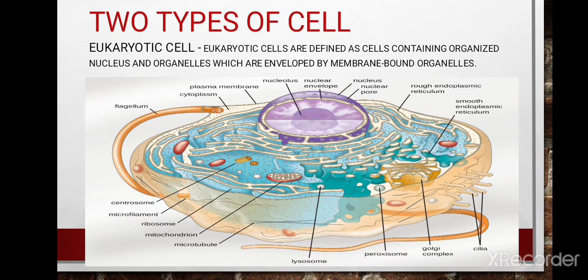So there are two types of cell. The first one is the eukaryotic cell. Eukaryotic cells are defined as cells containing an organized nucleus and organelles which are enveloped by membranes. Did you know that examples of eukaryotic cells are plants, animals, and fungi? Their genetic material is organized in chromosomes. Golgi apparatus, mitochondria, ribosomes, and nucleus are parts of eukaryotic cells.